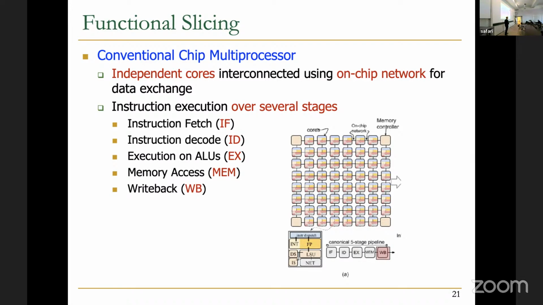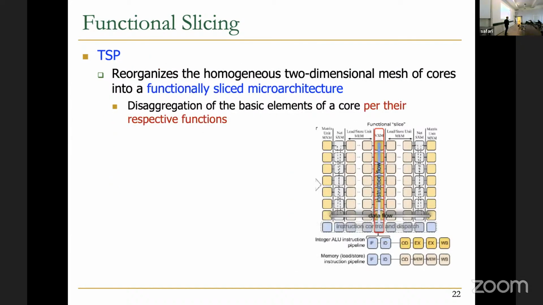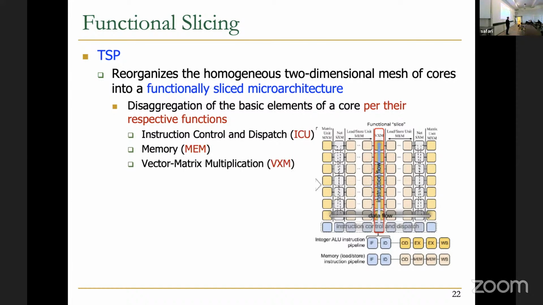Think Fast uses functional slicing, which is taking this and reorganizing these homogeneous two-dimensional meshes of cores into a functionally sliced microarchitecture. So we essentially are disaggregating the basic elements of the core by their respective function. You can see these different slices with the different functions here color-coded, these vertical parts of the chip. So in the end, we have a slice that is responsible for the instruction control and dispatch, it's blue down there. Then we have memory. We have vector matrix multiplication, matrix multiplication, data exchange interfaces.